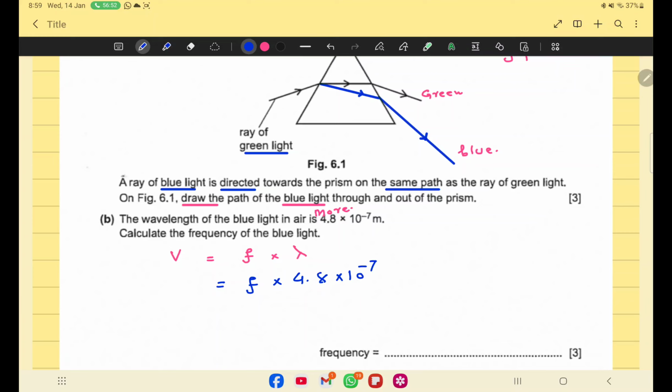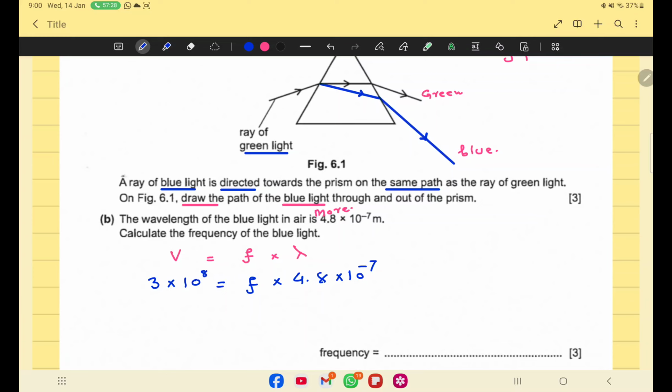Navia, can you tell me what is the speed of blue light? Navia, what is the speed of blue light? Rafe, do you know what is the speed of blue light? Oh, bhai, the speed of all lights, the speed of all electromagnetic waves.